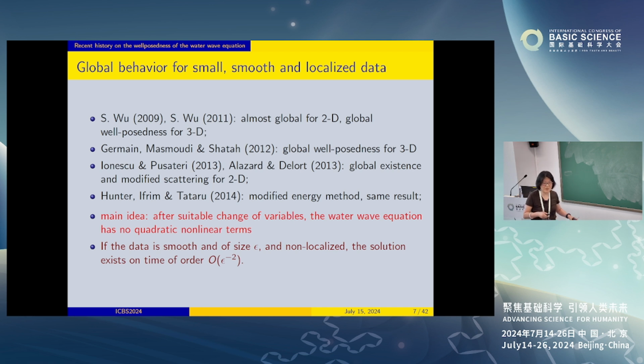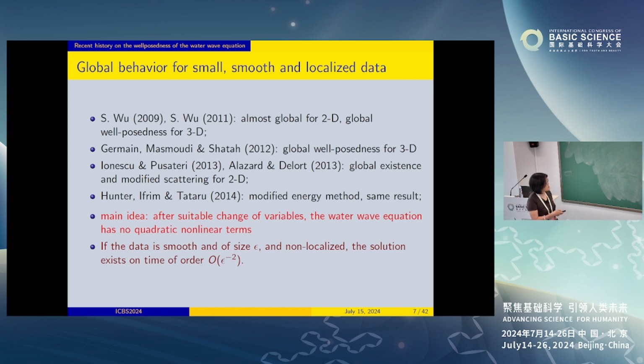So this means that there's really not much going on at spatial infinity. The main idea is that in these two works, we show that for 2D you can solve for almost global in time. In other words, if data is of size epsilon, you can solve for time e to the 1 over epsilon.